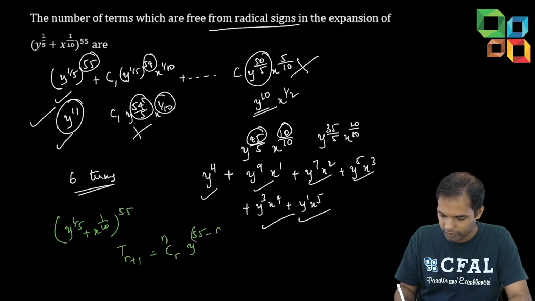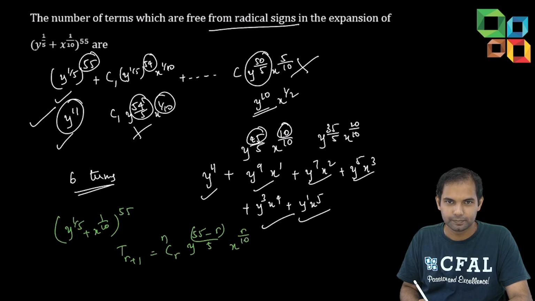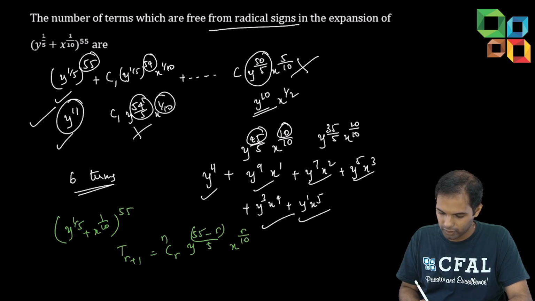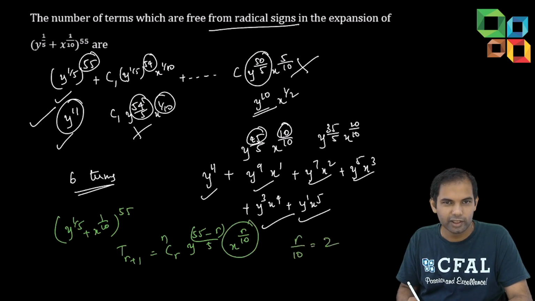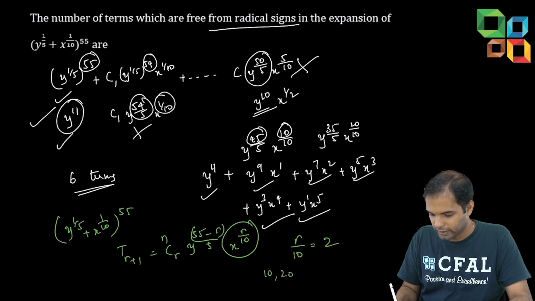Right? So 55 minus r, this is 1 by 5. Next is x power 1 by 10 remains as it is, whole power r. So it is x power r by 10. Can you see what we got? So I want it to be radical, right? Look at this. R by 10 should be some integer or a whole number, isn't it? That's only the case. So r should be a multiple of 10. So it can be 10, 20, 30, 40, or 50.